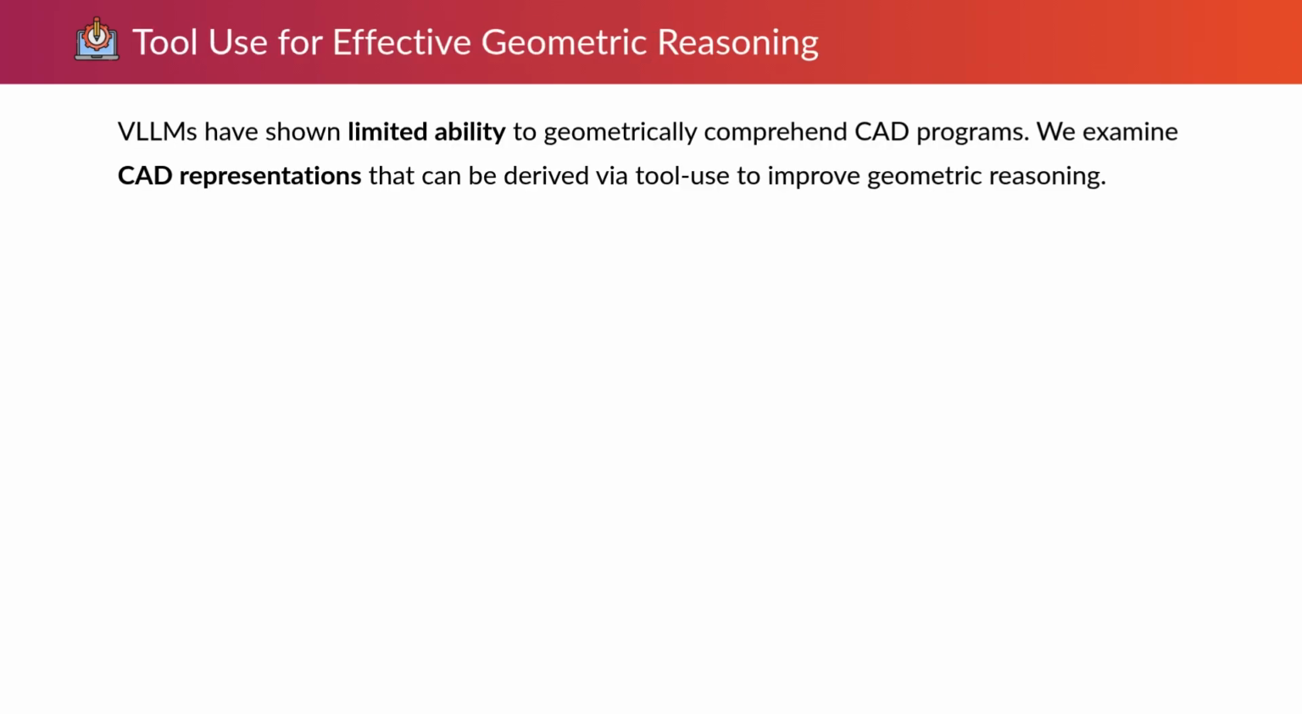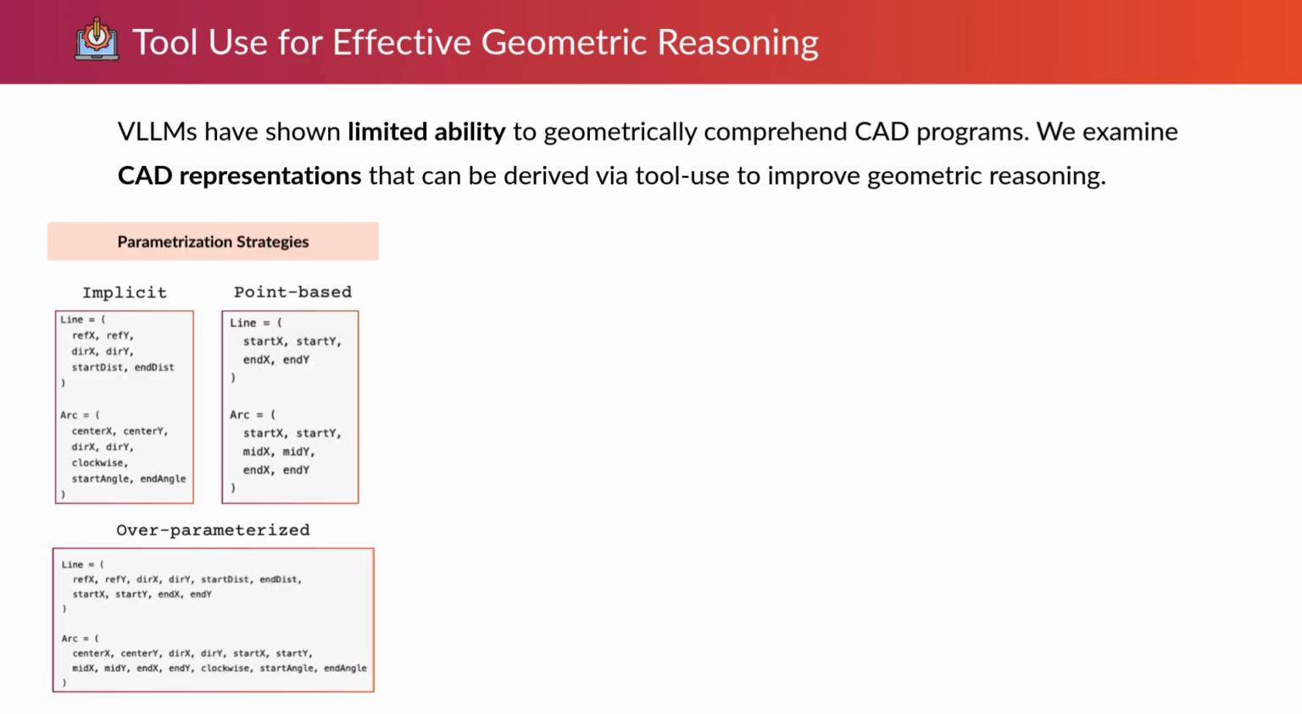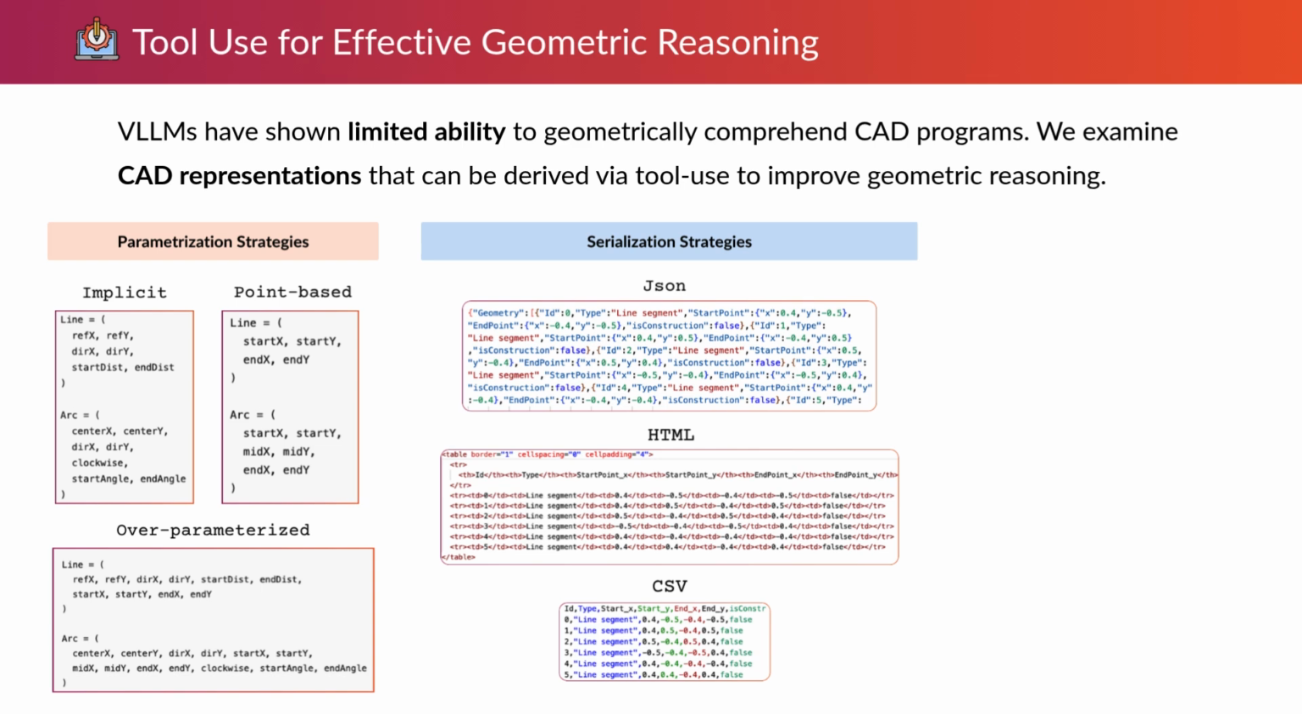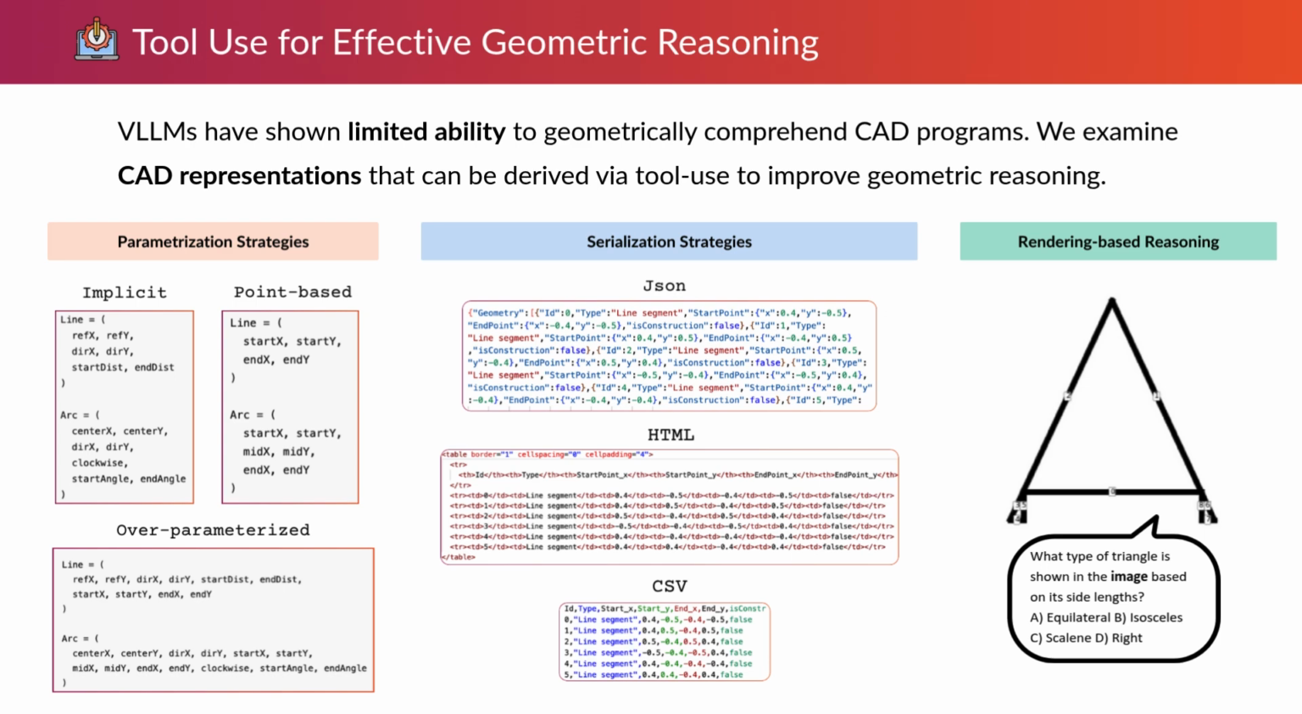In this work, we identify that tool augmentation can effectively mitigate the limitations of vision language models on geometric reasoning. CAD representations that are derived using external tools can improve the planner's understanding of CAD programs. We study different parametrization strategies, as geometries can be represented by different sets of parameters. We also ablate different serialization formats used to convert the parametric geometry into text and investigate visual representations for geometric reasoning by providing the vision language model with 2D renderings of the CAD sketch or 3D solid.